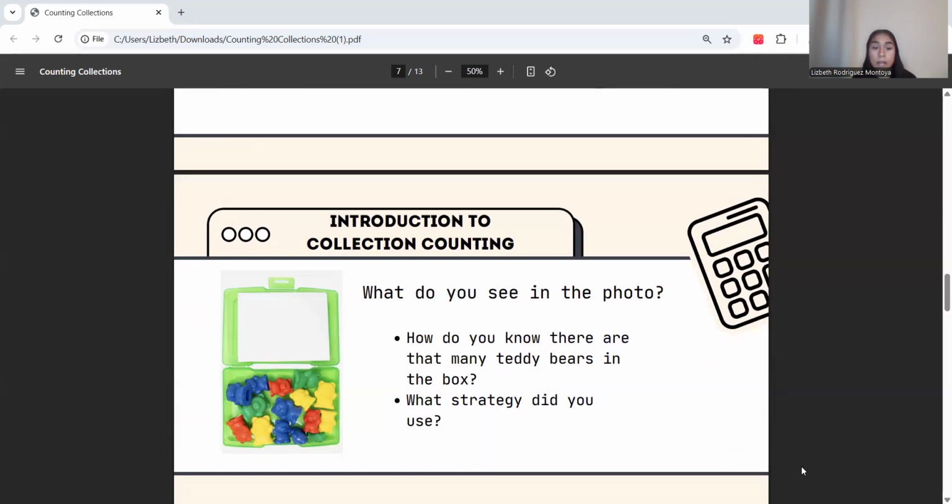Well, the strategy that I used was categorizing them by color, but right now we could count them together to see how many bears there are in total. 1, 2, 3, 4, 5, 6, 7, 8, 9, 10, 11, 12, 13, 14, 15. There are 15 bears altogether in this box.